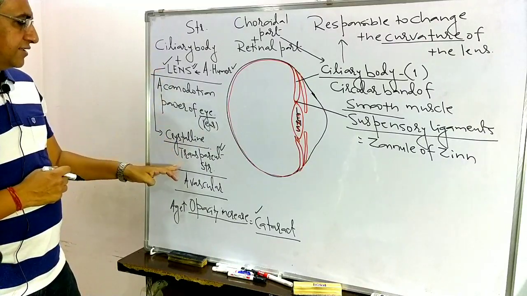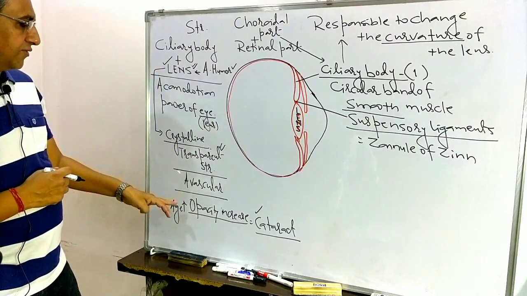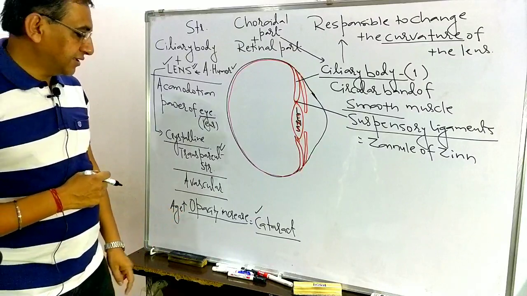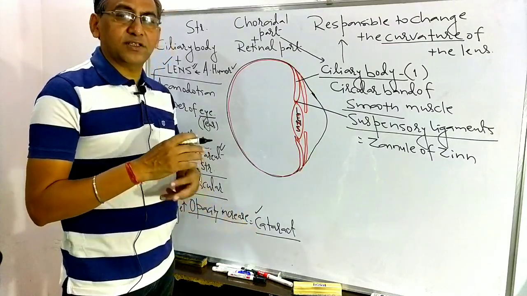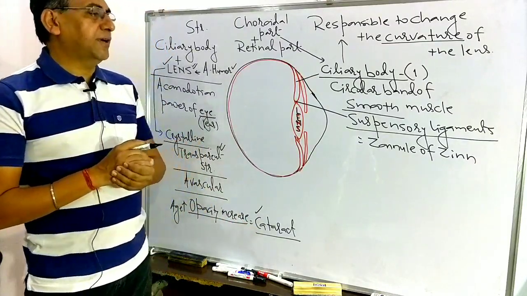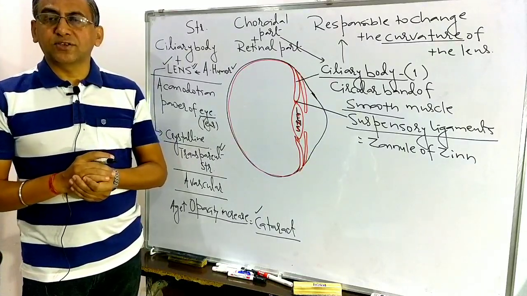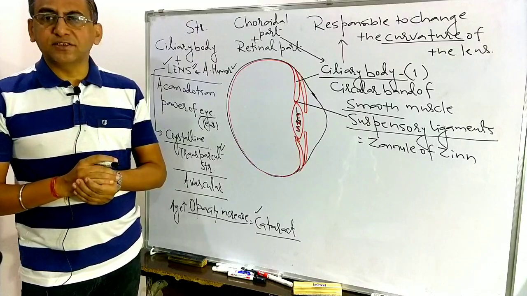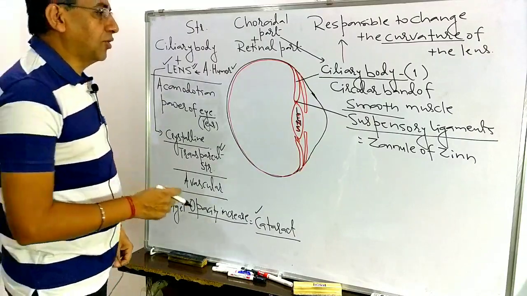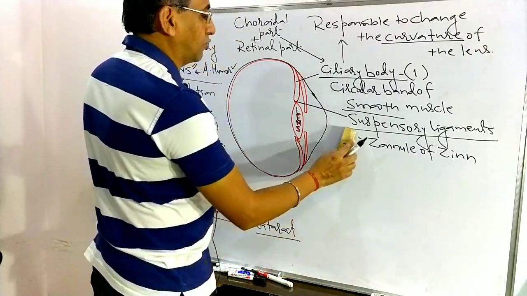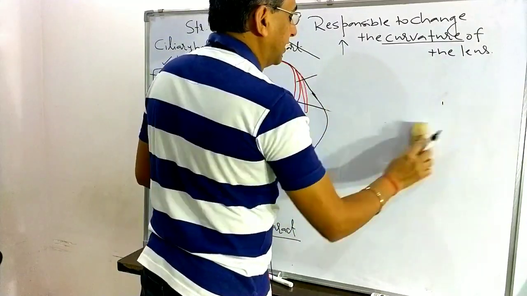The lens is a crystalline, transparent, biconvex structure that is avascular, and as age increases, the opacity of the lens increases. The condition is known as cataract. When a cataract takes place, we change the lens by a technique, so the person becomes normal again. So this one is about the ciliary body.